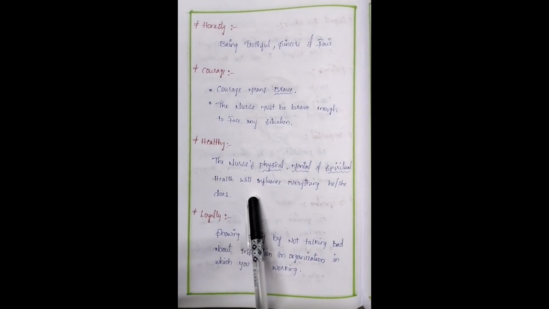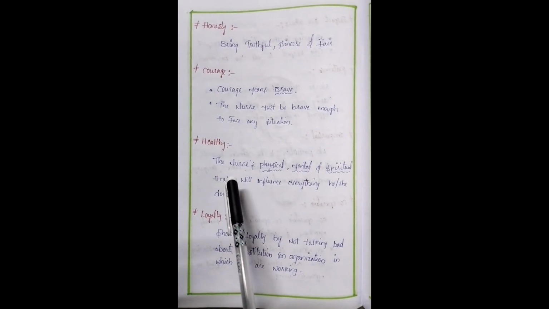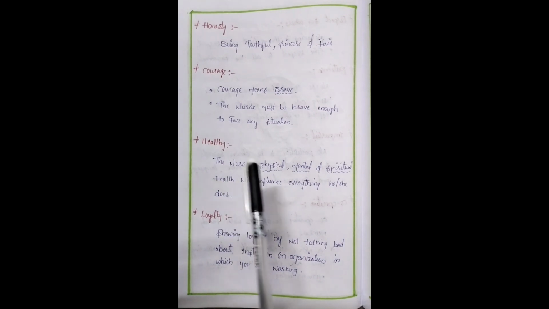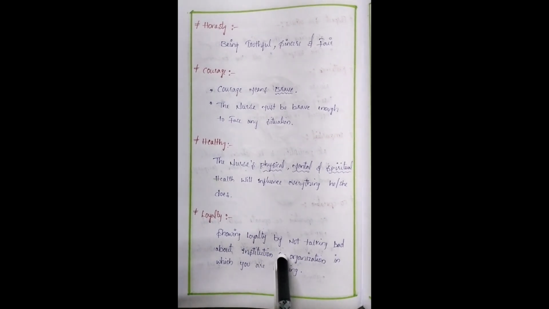Next, health. Healthy means the nurse should be physically, mentally, and spiritually healthy, which influences others. Next, loyalty. Loyalty means not speaking bad words about the institutions or organizations in which they are working. Should be loyal. Understood?